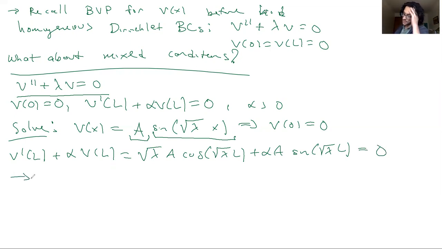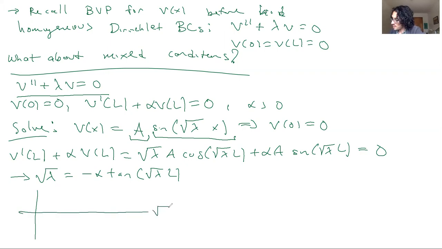Now we can rearrange this, but inevitably we're going to get an implicit function that we have to deal with. Lambda equals alpha tan of square root of lambda L. And so what's going on here? Well, you can do this with software, or you can do this as just a sketch, which is to start plotting your functions on the right and left side. If I plot the function on the right side, that's a good old tan function. It'll look like this.